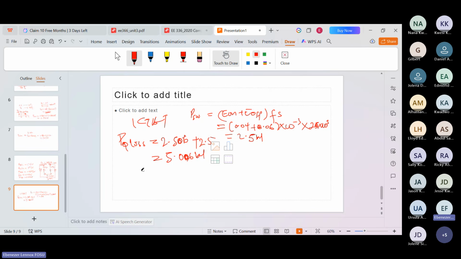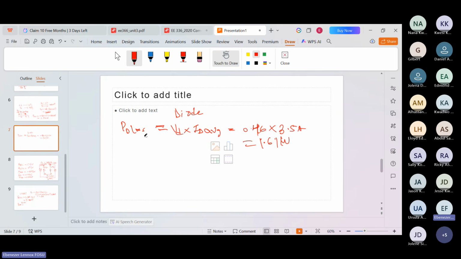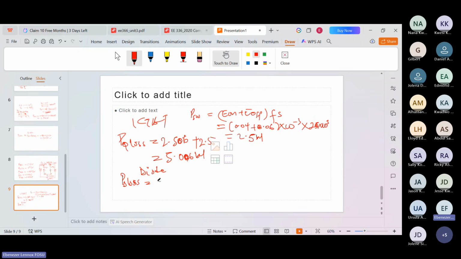The next is the diode. For the diode, we are asked to neglect the switching loss, so it's just the conduction loss. We've calculated the conduction loss already, so let's go back and check. This is the conduction loss of the diode, which is given by 1.61 watt.